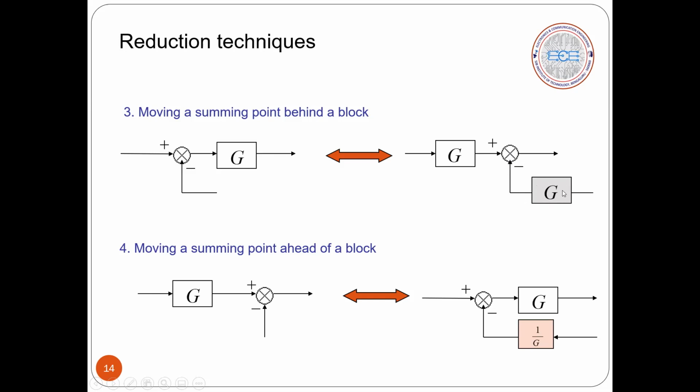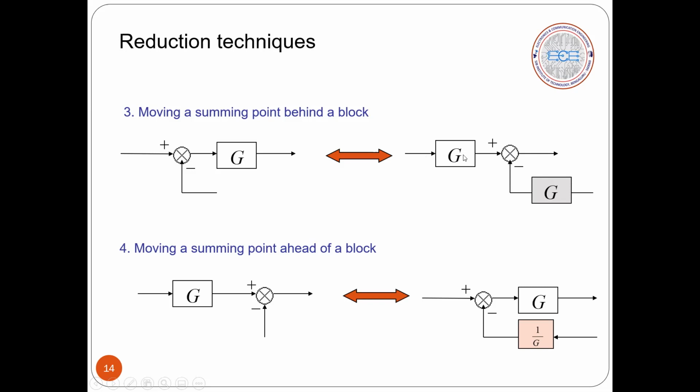So I have to have one block G here. This is an additional block I have because of shifting the summer to the right of the block. I have an additional block here, so as to cancel this G signal which is getting added up, and you will find the signal which we have here is the same as the signal we had here. Okay, whatever signal we had here, we will have the same signal here. Okay, next, moving a summer point ahead of a block.